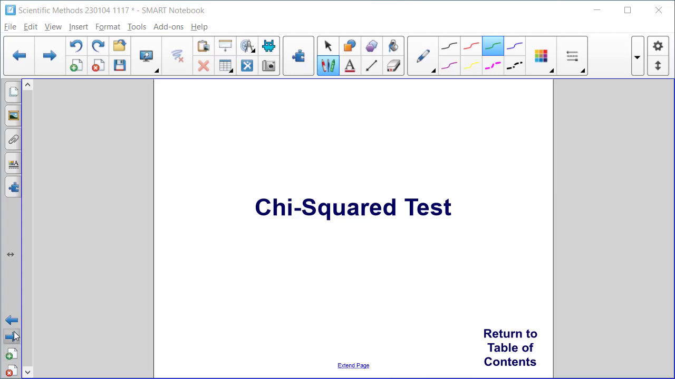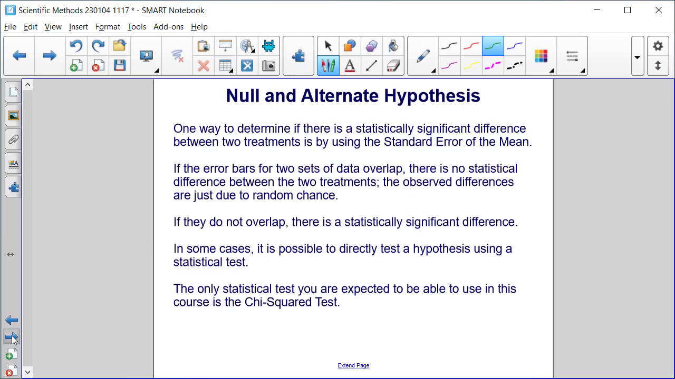Chi-squared test. Null and alternate hypothesis. One way to determine if there is a statistically significant difference between two treatments is by using the standard error of the mean, which we talked about in the previous section. If the error bars for two sets of data overlap, there is no statistical difference between the two treatments. The observed differences are just due to random chance. If they do not overlap, there is a statistically significant difference.